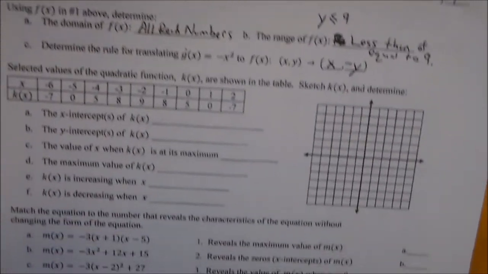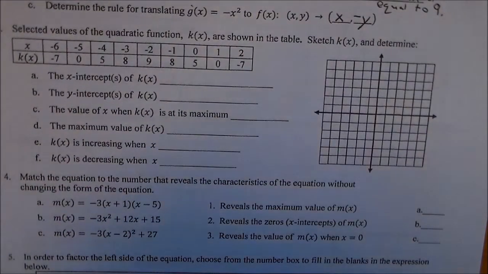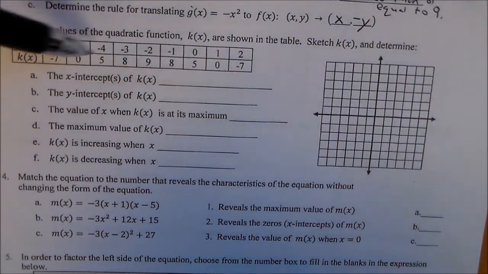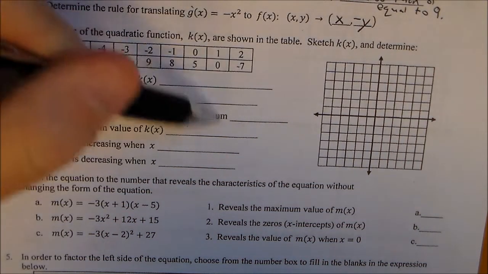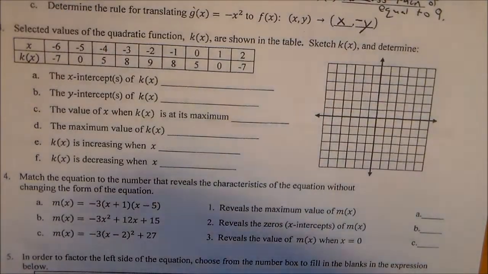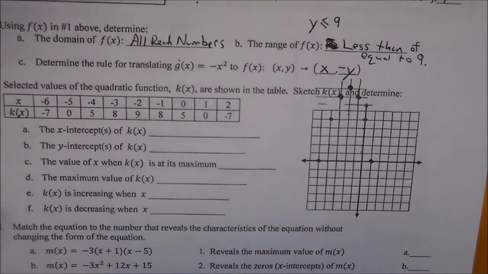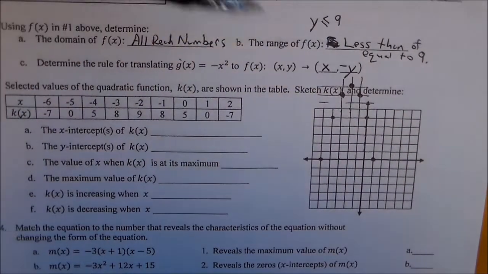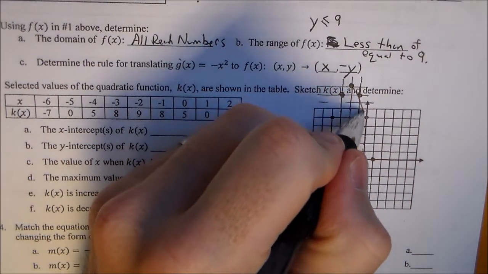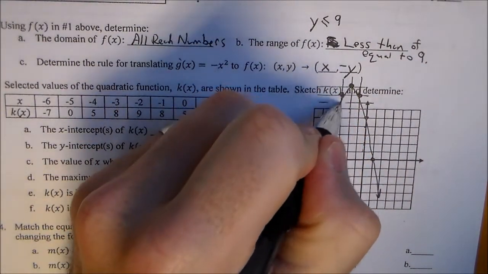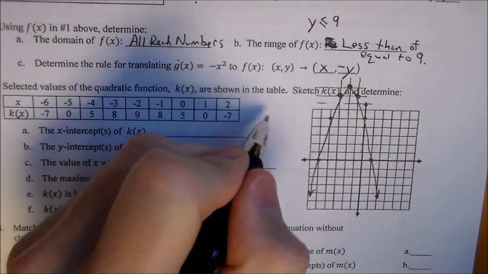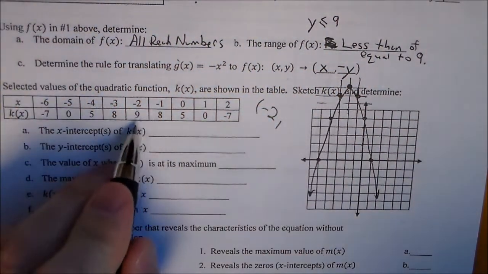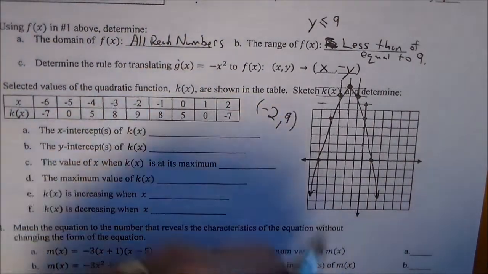All right, so now moving down, we have part 3 here. We have some table values for k of x. We can plot them, and then from that we can go in and answer its information. So I'm going to first plot them. As I did that, I actually ran out of space up here, and so I kind of extended it up, and this is our parabola. Now if I notice my vertex, the biggest value I get is at negative 2, 9. So that's probably going to help me.